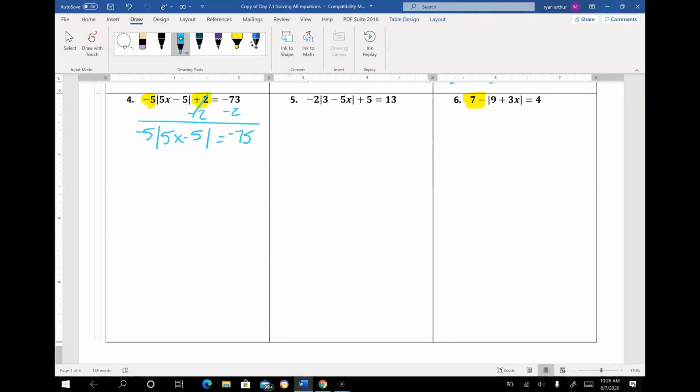Now, we've already talked about it. That is saying, and if you have to say it in your head, say it in your head, -5 times the absolute value. How do you undo multiplication? Division. So we're going to divide by -5 here. All right, -75 divided by -5 is 15, and it turns positive. So now I have the absolute value of 5x minus 5 equal to positive 15. And now it is okay because an isolated absolute value equals a positive number. So I'm going to draw a little squiggly so we don't get it confused with our cases.